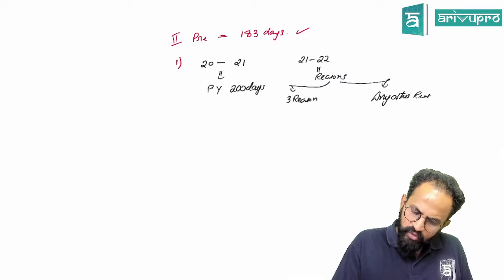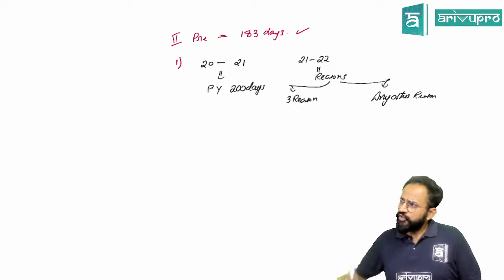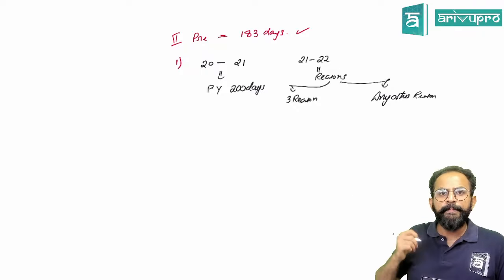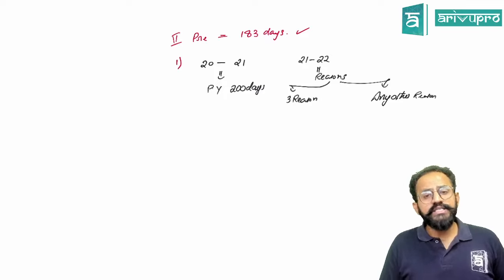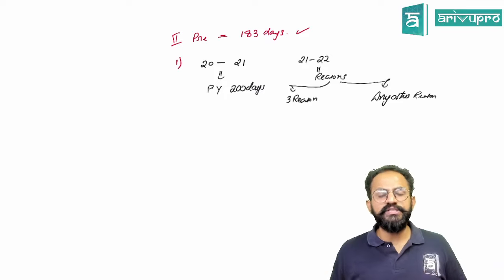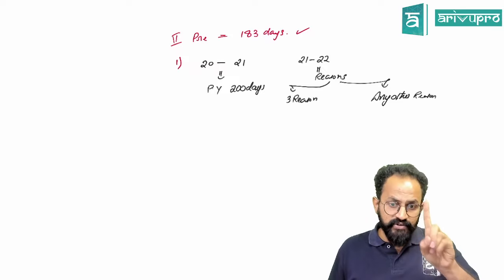Sir, a person who is basically an outsider. In the previous year, he was there in India for 200 days and he went again. Again in the current year, he came back. Now we want to know whether this person is a resident, that is PRI, or PROI. People, listen very carefully.